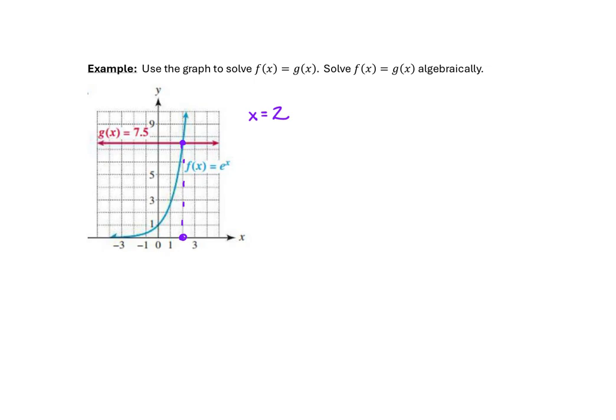All right, so now if we talk about solving this algebraically, we want f of x equals g of x. Well, f of x is equal to e to the x. g of x is equal to 7.5. And now we want to go ahead and solve this. In order to solve this, I want to get x out of the exponent, which means I need to take the log of both sides. And I'm going to go ahead and use natural log again, because we have the e. On the left, I'm going to write it as log base e, and on the right, I'm going to write it as natural log.